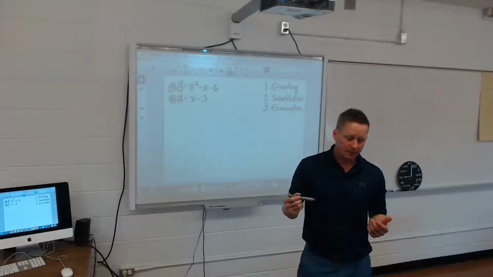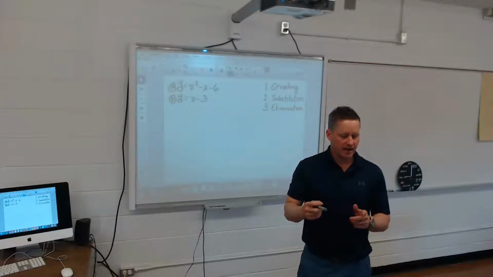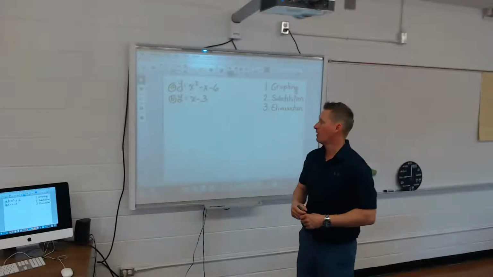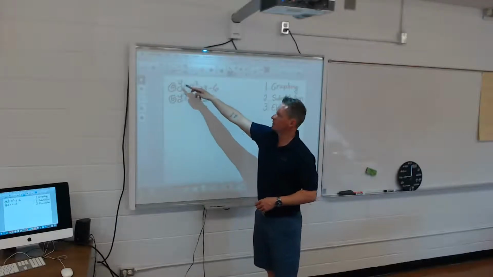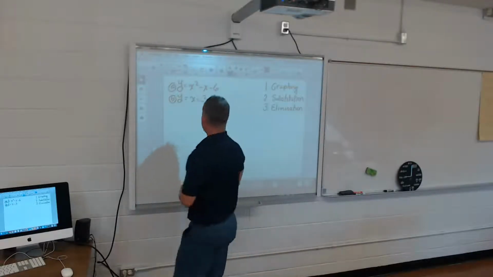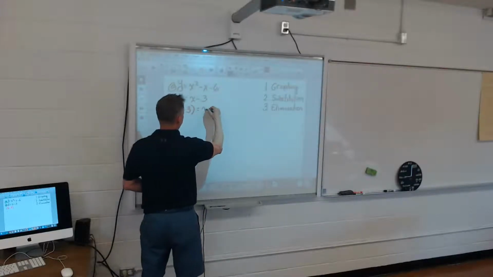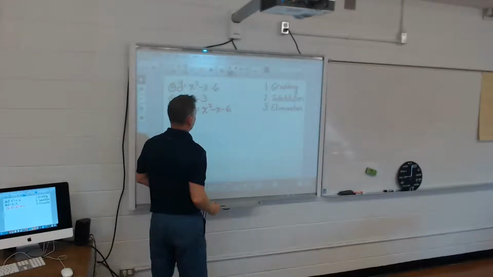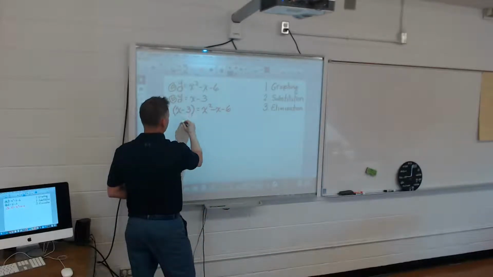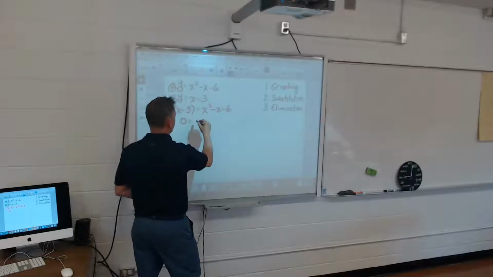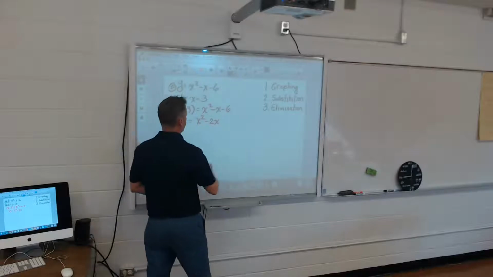But for substitution method, you isolate one of your variables so that you can substitute it into the second equation. So basically what I'm going to do is I'm going to take this x minus 3 and substitute it in for y in the first equation. So I end up with x minus 3, there's my substitution, equals x squared minus x minus 6. All right. Same thing as we've always done. Get it equal to 0.